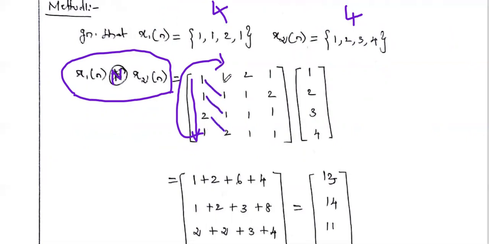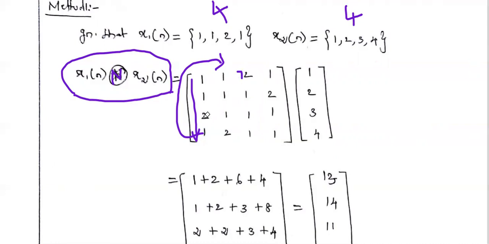So 1, then 1, 1, 2. Then similarly the third column is obtained by shifting the last value to the first position, and the remaining data you write as it is. Similarly, in the fourth column the last value is shifted to the first position, and you write the other three values. So it will give a 4 cross 4 matrix. If x1 of n consists of 4 data, we have to make a 4 cross 4 matrix.